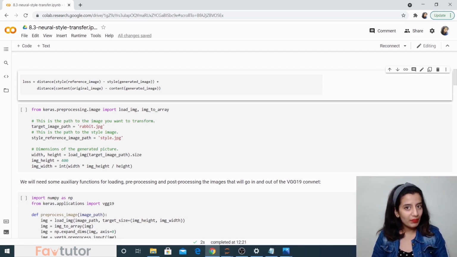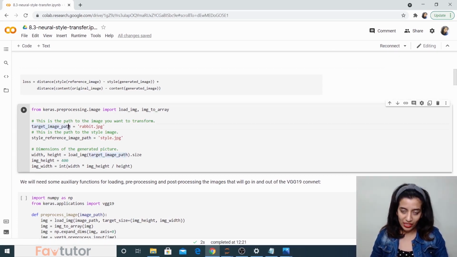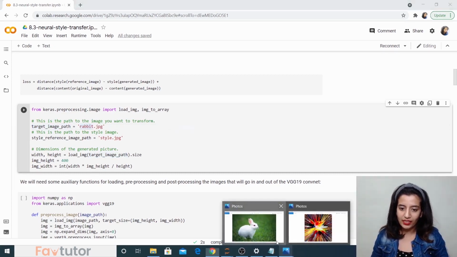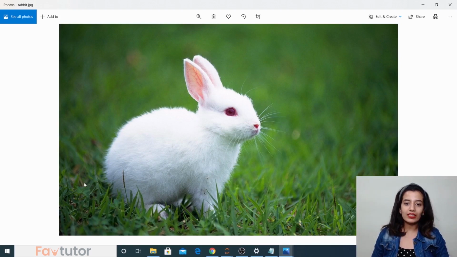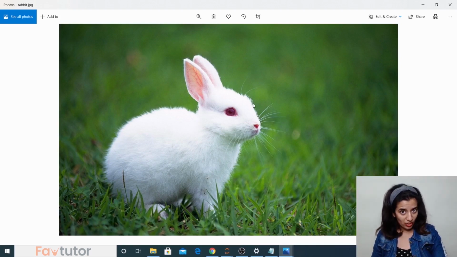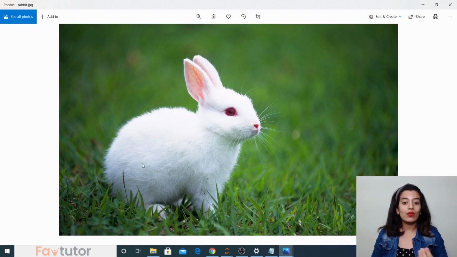So we have the images. Here you can observe that we have the target image. I am giving the target image here. Basically my target image is this. You can see this is the image of the rabbit. I have this as the target image, the image from which I want the content.